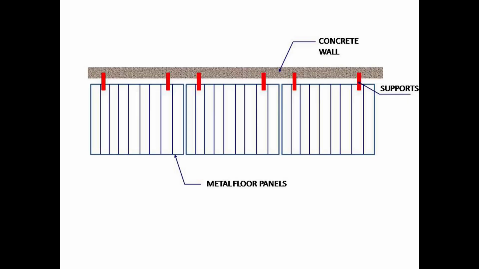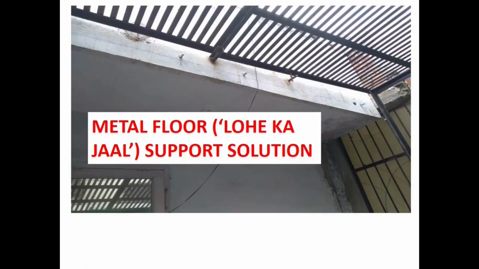We also learned that this metal floor consists of 3 individual panels. We need to provide 2 supports for each panel to this parapet wall, so a total of 6 support positions are required at the parapet wall face. Let us understand how we have designed the support system for our metal floor or lohe ka jaal.